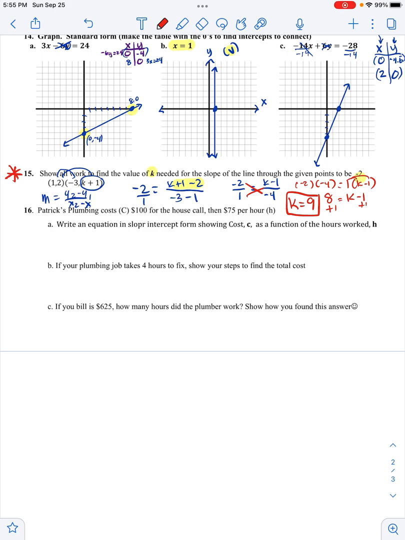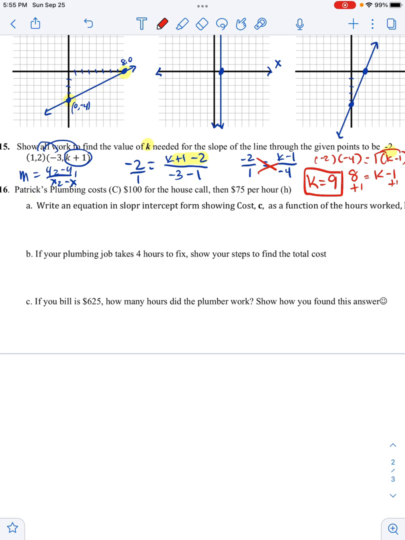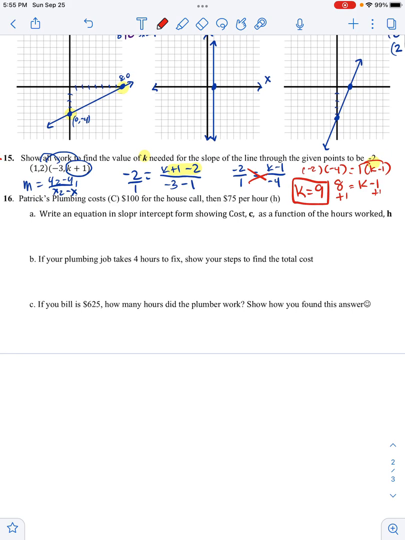Okay, Patrick's Plumbing. It costs $100 to show up and $75 per hour. Write an equation, oopsie, I spelled that wrong, in slope-intercept form, showing the cost as a function of hours. Okay, so it's $100 to start with, and then anytime you see "per," that's going to be your slope because slope is a rate. So the cost equals $100 plus $75 per hour.